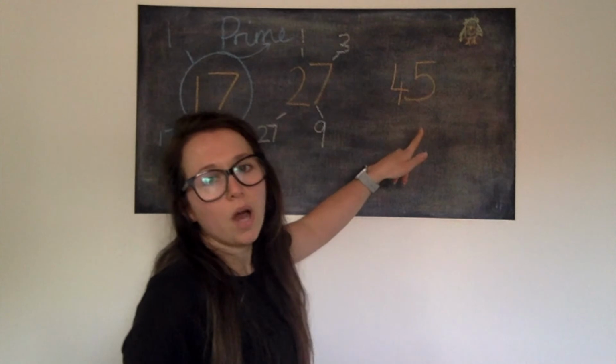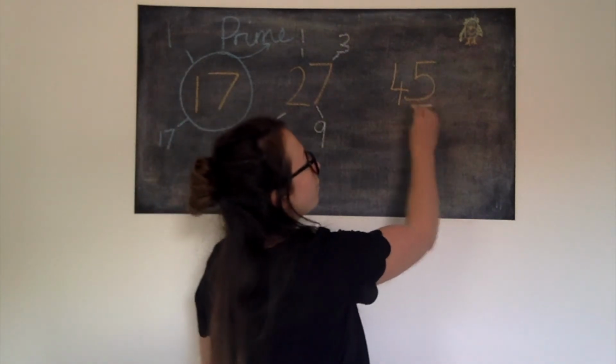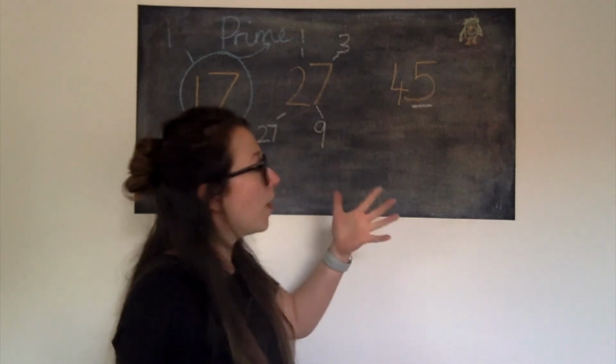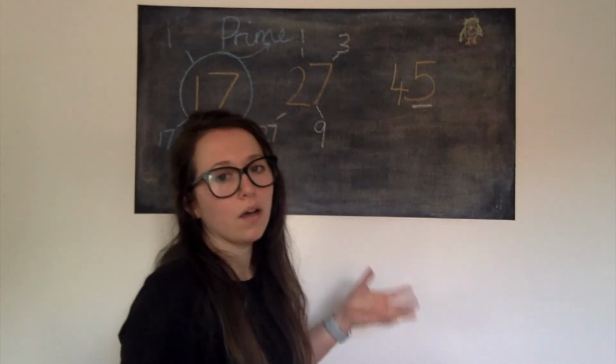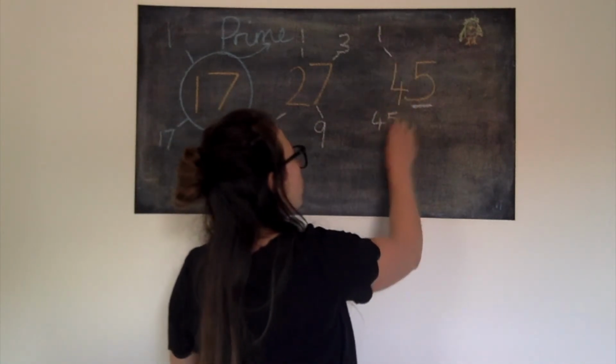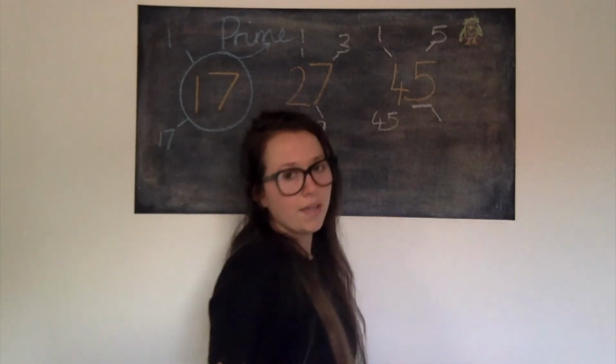45 is also a composite number. Wonder if you can tell me why. A big clue is the fact that it ends in a 5. So straight away, we know that 5 must be a factor of 45. So we've got 1, 45, 5, and 9.